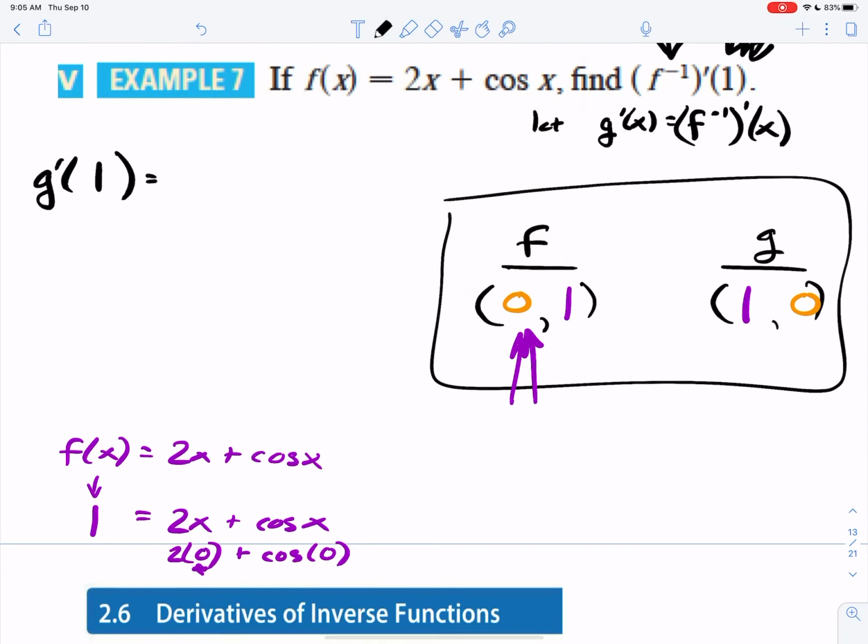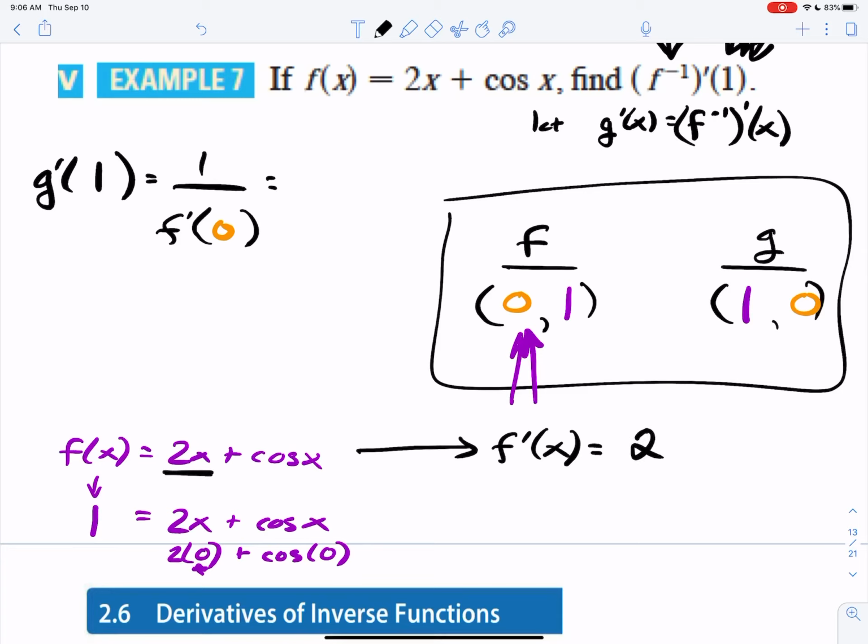Okay, so g prime of 1 is going to be 1 over f prime of the other value. We did all that work to figure out what goes in there. So it's going to be f prime of 0. All right? So we just need to evaluate this a little bit more. So we need to know what f prime of 0 is. But before we do that, we need to find f prime of x. The derivative of 2x is 2. The derivative of cosine, okay? You guys have your list of derivatives. It's okay to use it, but don't rely on it in the case that we have to take the exam in person, okay? The derivative of cosine is negative sine.